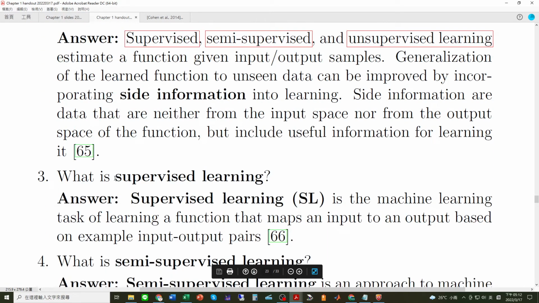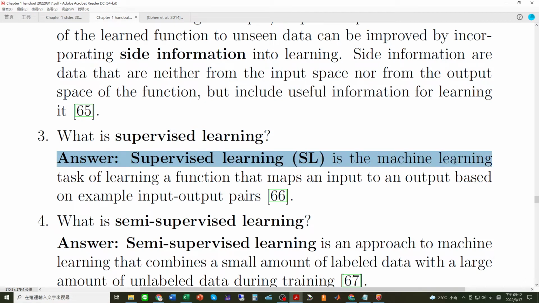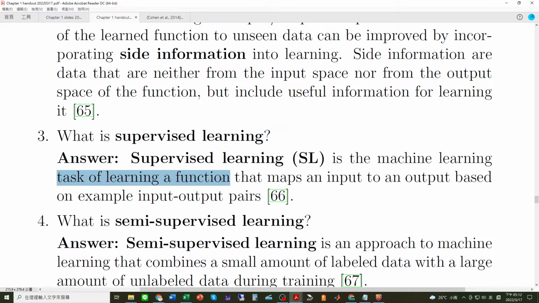Then what is supervised learning? Answer: Supervised learning, SL, is the machine learning task of learning a function that maps an input to an output based on example input-output pairs.